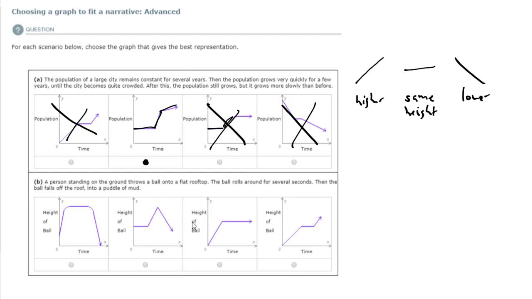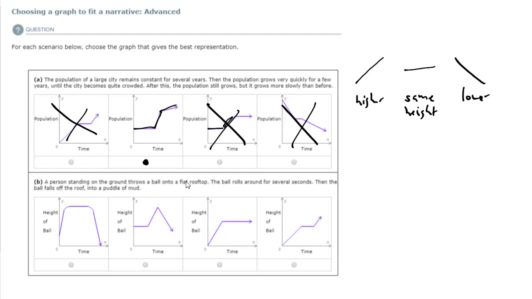Again, think about the height of the ball in terms of these three descriptions. Is it getting higher, lower, or staying at the exact same height? That's what you're going to look for as you read the story. Here it says, a person standing on the ground throws a ball onto a flat rooftop. So someone's standing on the ground and they throw the ball onto a flat rooftop.